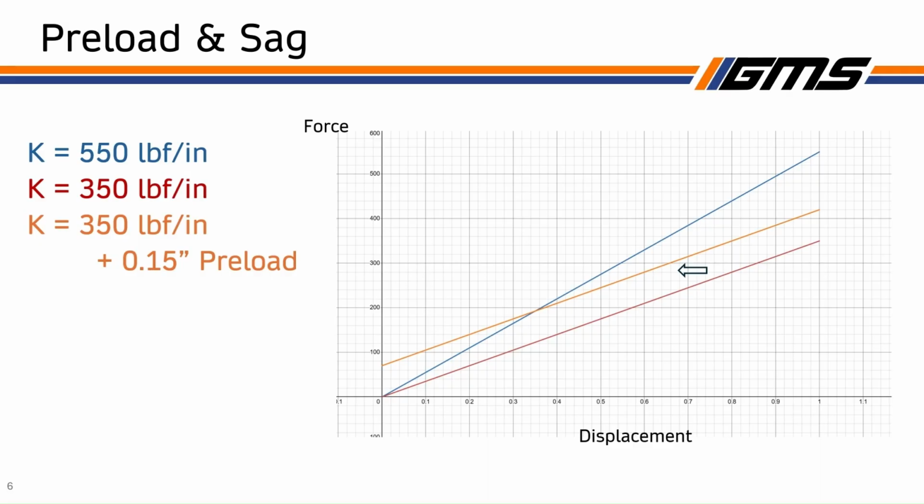Now, you can also do something to a spring called preload. You pre-compress it before you put it on the car so that there's already some built-up tension, and you can see the orange is representative of a 350-pound spring that has had some preload added to it.